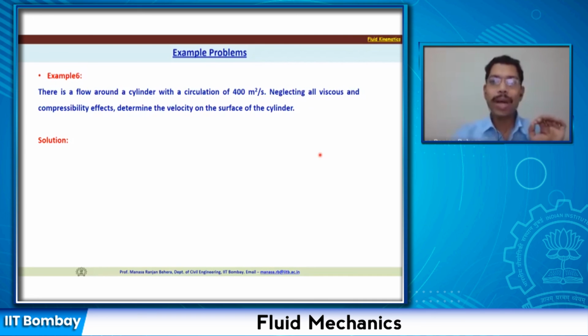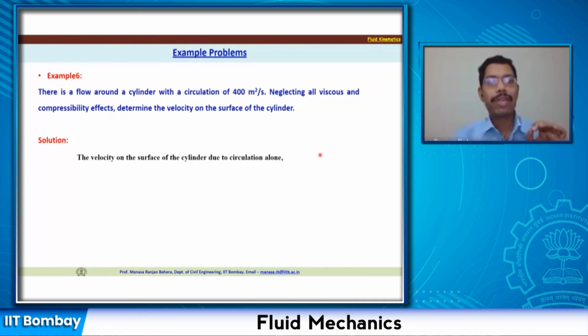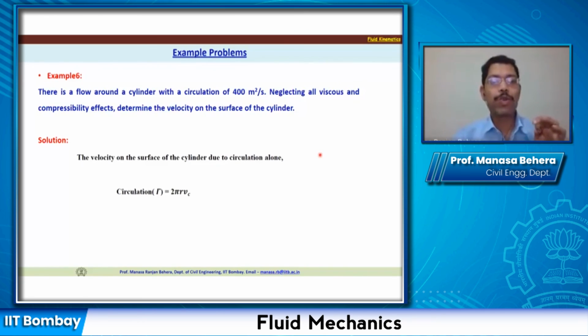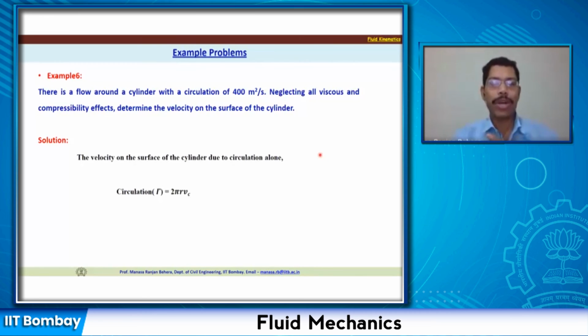So if you want to write it down, the velocity on the surface of the cylinder due to circulation alone, because we are neglecting all other effects, we can write as this. Circulation, that is capital gamma, equals 2 pi r, the circumference, times the velocity along the circumference, let us say Vc. Because this is a cylinder, there is going to be a constant velocity at all the points, so it is considered as Vc. And if we write down this expression, then our job is easy. Okay, so we can write Vc equals gamma by 2 pi r.